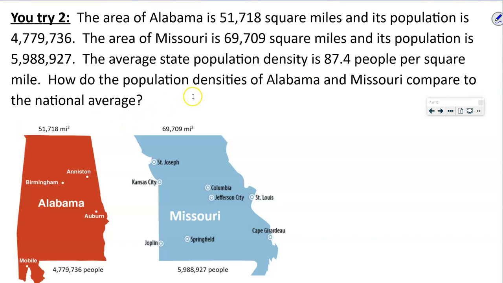So what I'd like you guys to do is find out the population density. Now, notice it says population density here. So that means we're going to do, again, population over area. So go ahead and find that for Alabama and Missouri, and let's see how they compare. Pause the video. Go ahead and do that.